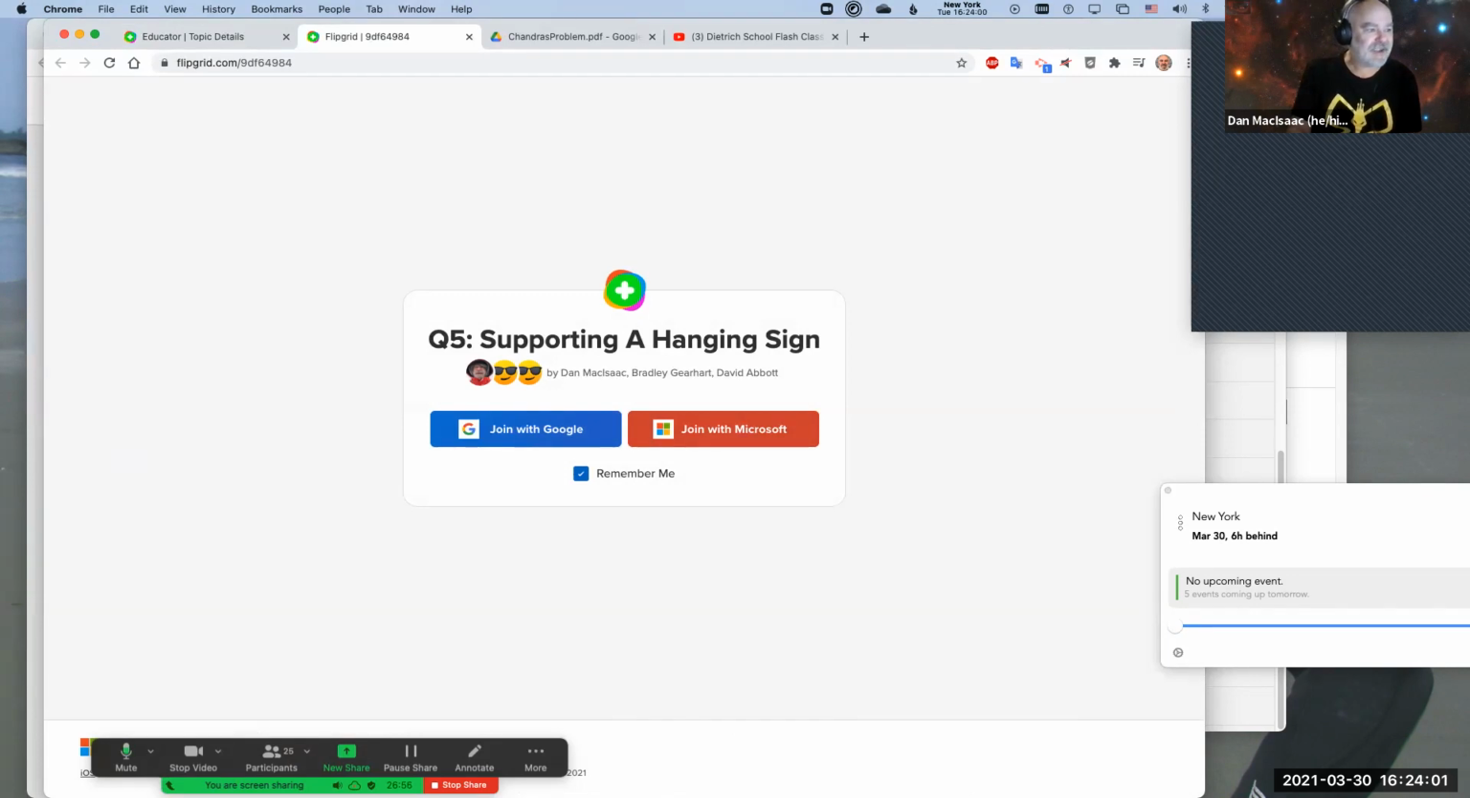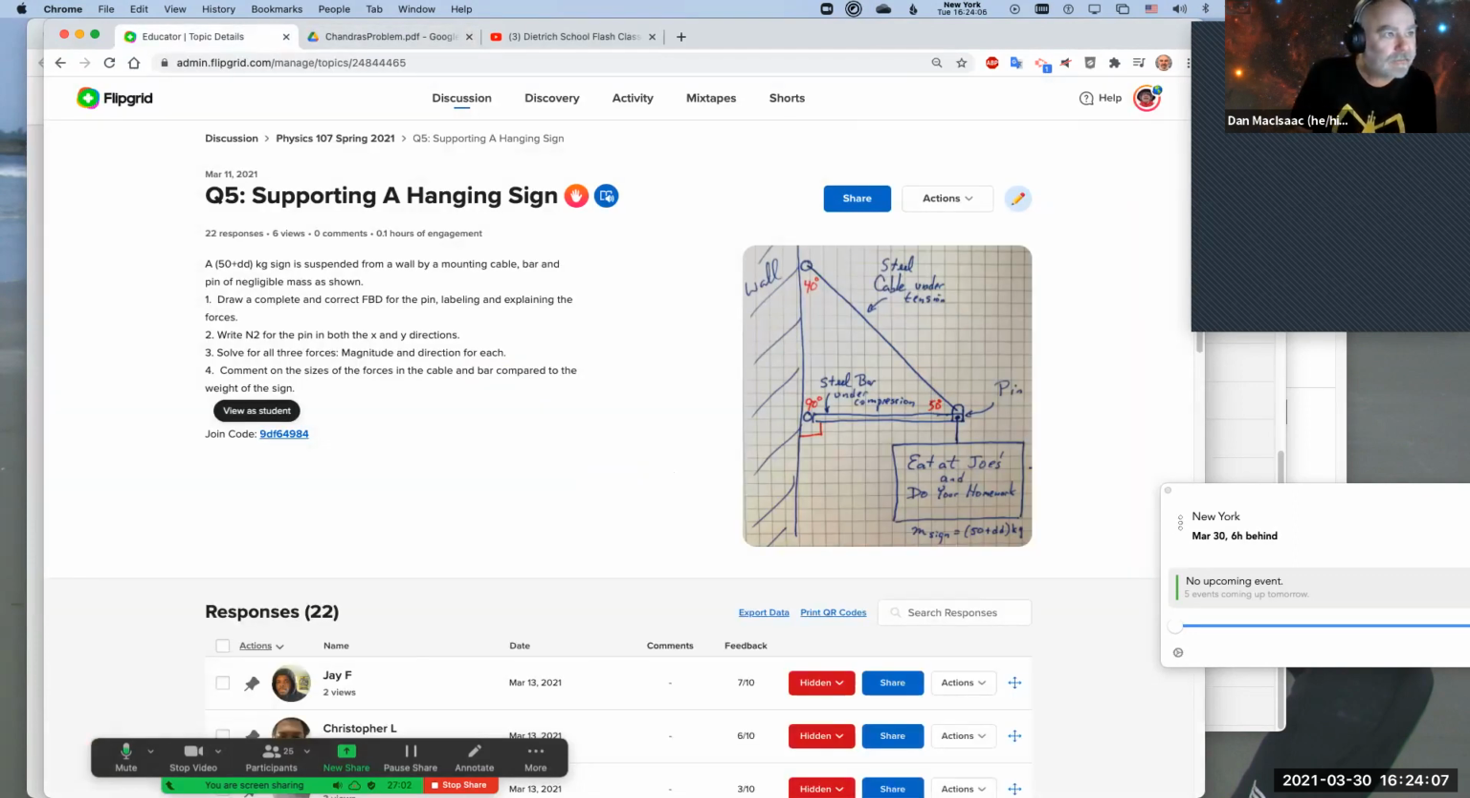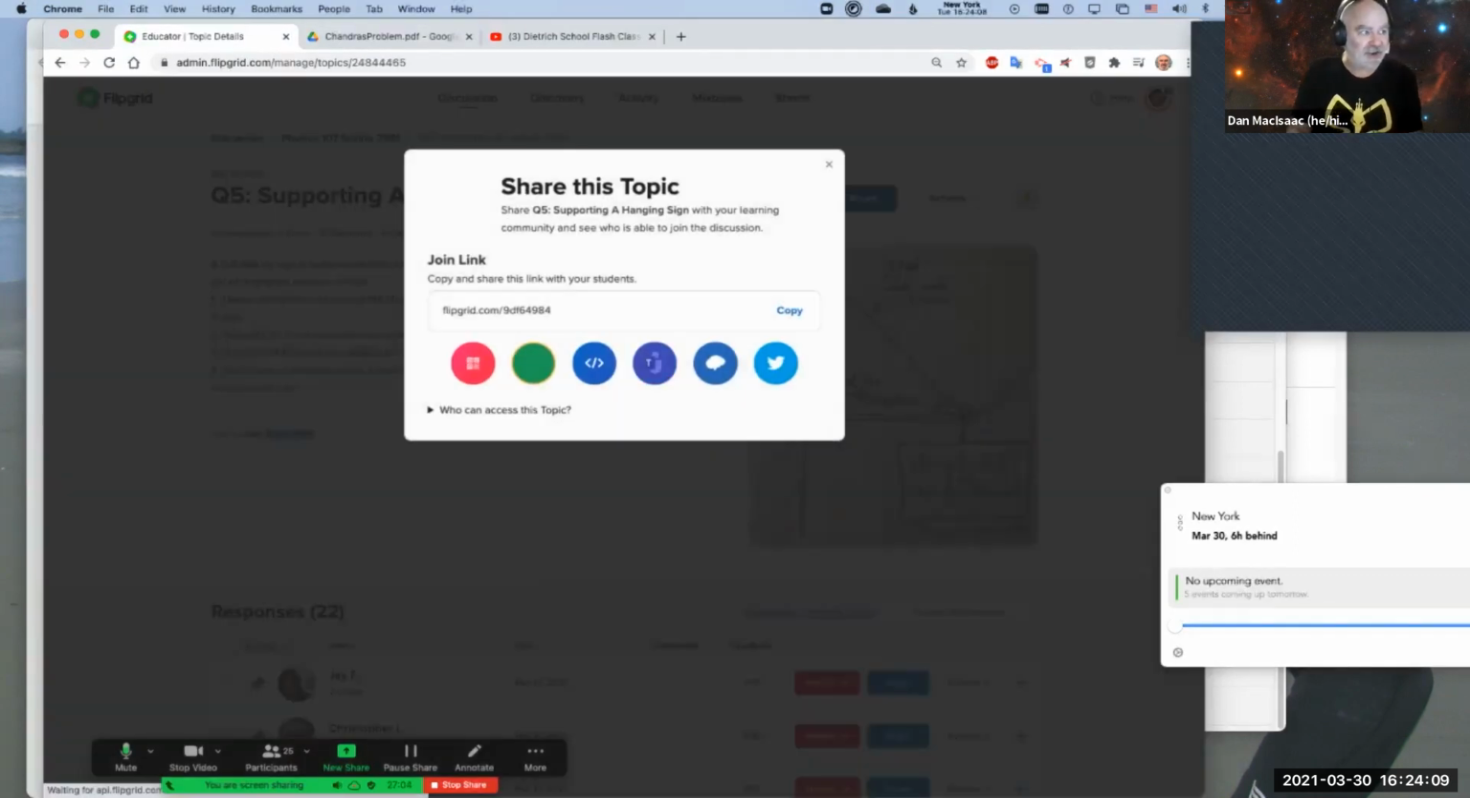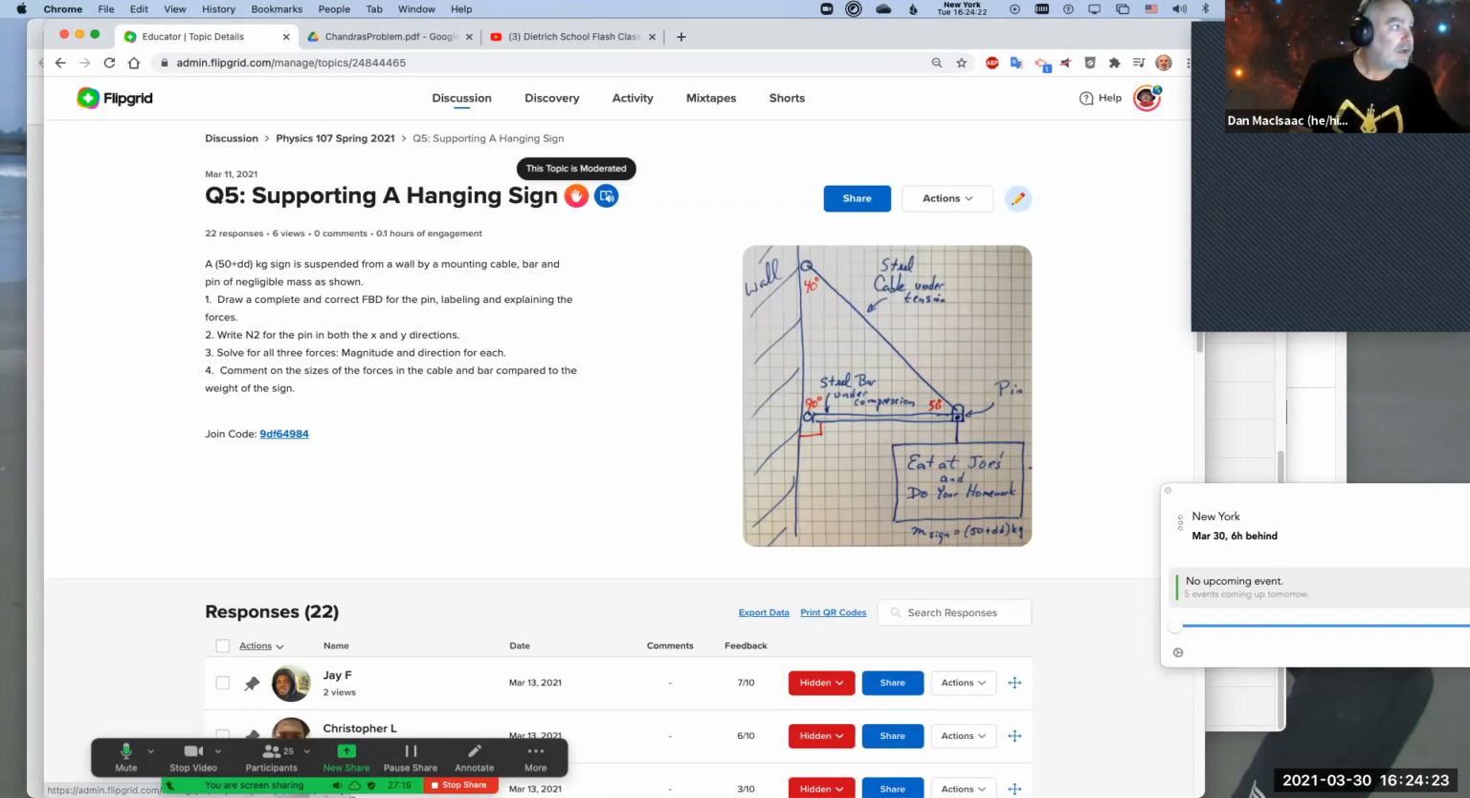Sorry, as an instructor, if I click on the join code, it throws me in as if I was a student. It does some things a little weird. I guess if I go up here to share, it gives me the join code for the thing. So that's a copy of the join code for this, and I can cut and paste that, for instance, into a chat box or put it into Blackboard.